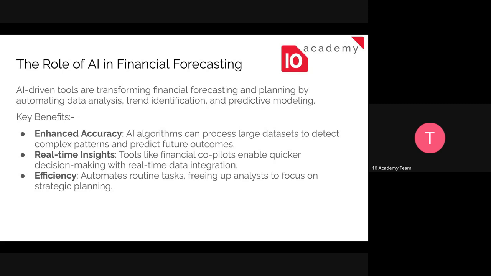The next one is real-time insights. Tools like financial copilots enable quicker decision making. After you give the copilot real-time data, you can get future predictions, insights, or forecasts related to your own data. The last one is efficiency. We have a lot of different benefits, but these are just the main ones that we are going to apply to our specific tasks. Efficiency: it automates routine tasks, freeing up analysts to focus on strategic planning.